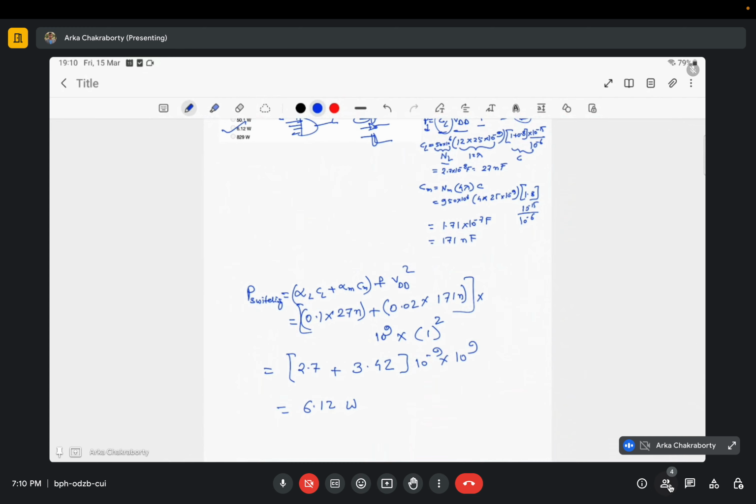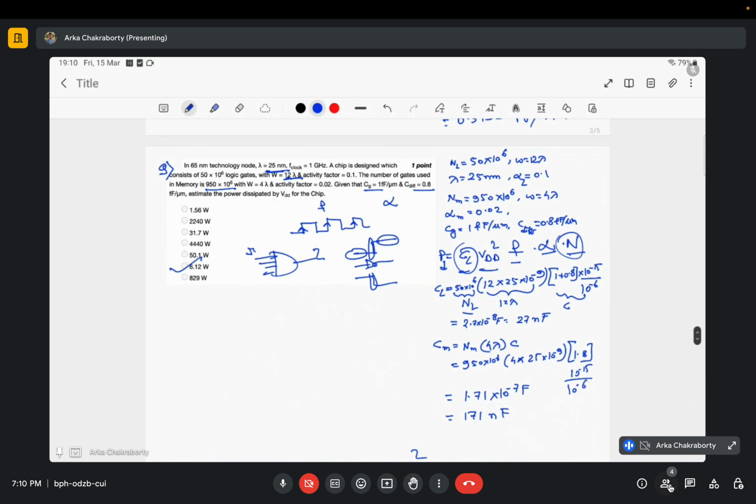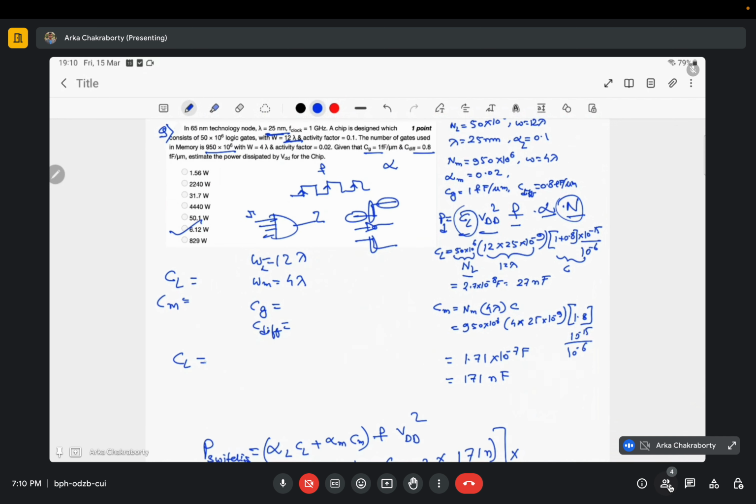Oh, okay. See, CL and CM, what I did. First of all, the width is given as 12 lambda or 4 lambda. 12 lambda is given for WL and WM is given as 4 lambda. And we have been given CG and C diffusion. So my net CL would be the total number of gates available. Logic gates were available, say 15 into 10 to the power 6 logic gates.